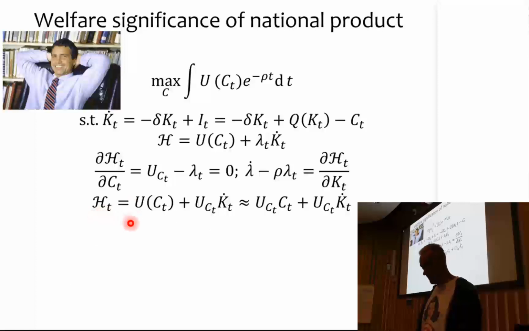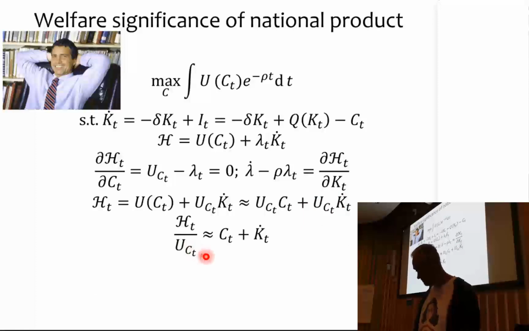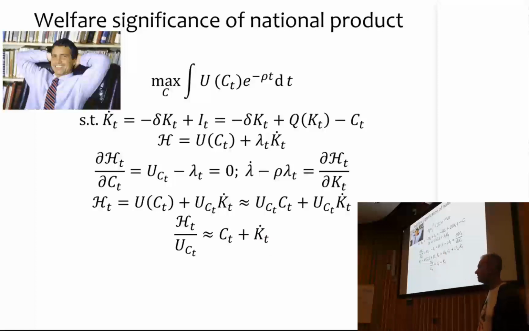we have the Hamiltonian is utility plus the shadow price times the change in the capital stock. But we know that the shadow price, lambda, is equal to U sub C, the first partial derivative of utility to consumption. So we can substitute this lambda by marginal utility, right? So we have this expression here, and then we can linearize the thing. Utility is always equal to consumption times marginal utility, approximately. And this thing just remains as it was. And then what we can do is divide both sides of the equation by marginal utility. And then we have consumption plus the change in the capital stock. This is net domestic product, right? It's consumption plus investment minus depreciation, the change in the capital stock.